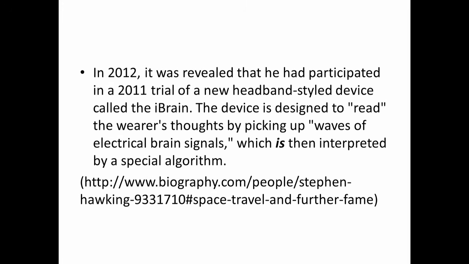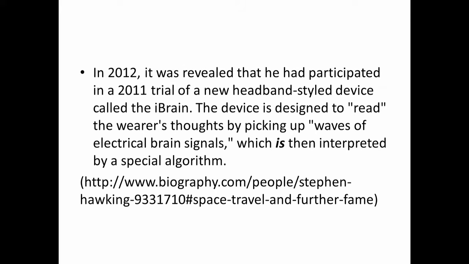In 2012, it was revealed that he had participated in a 2011 trial of a new headband style device called the iBrain. The device is designed to read the wearer's thoughts by picking up waves of electrical brain signals, which is then interpreted by a special algorithm.